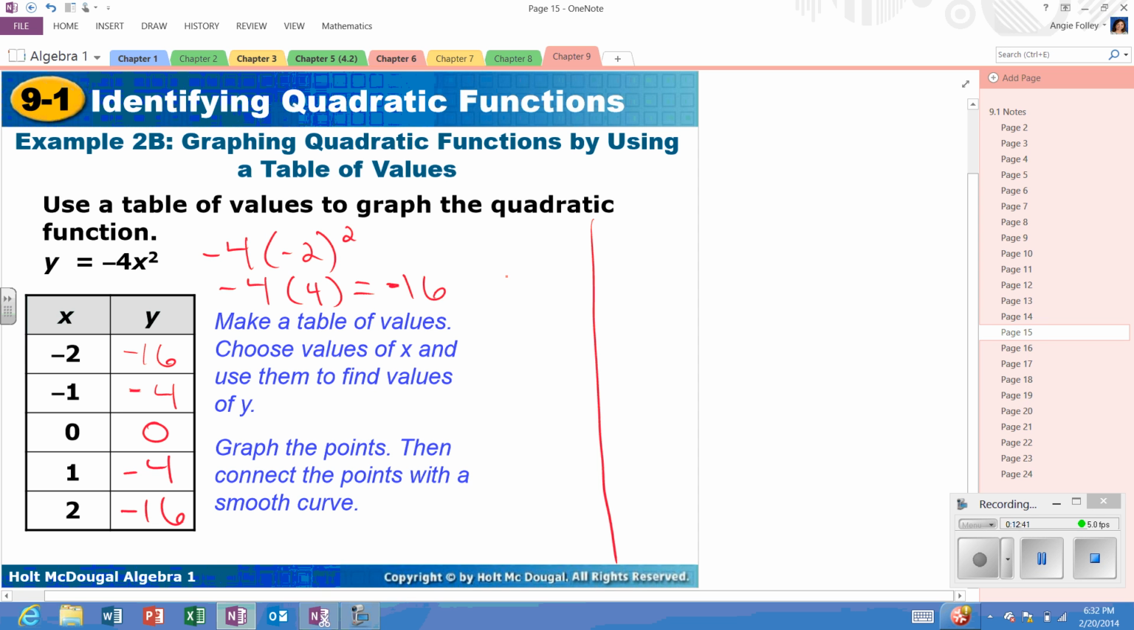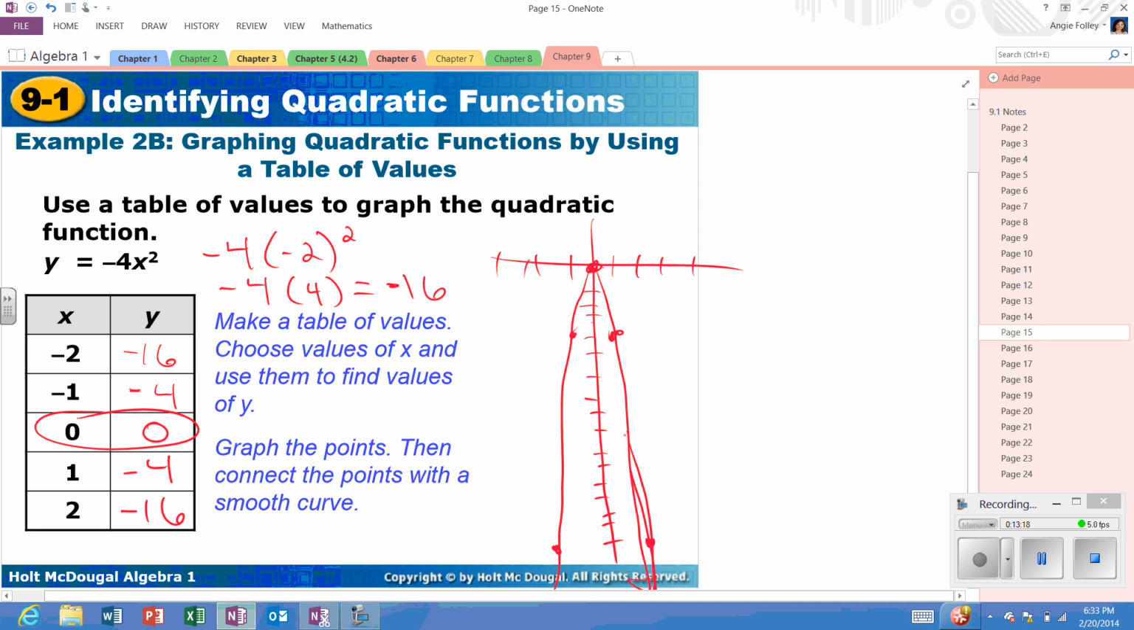So I'm going to draw a graph over here. I know that I've got the point 0, 0 right there. If I go over -2, I go down 16. And if I go over 2, it's also down 16. And then -1 is down 4, over 1, down 4. So my smooth curve should look something like that. It's a long, skinny parabola. That should have hit those points.